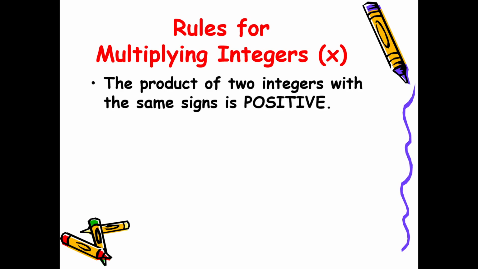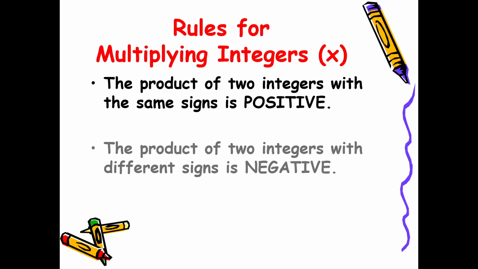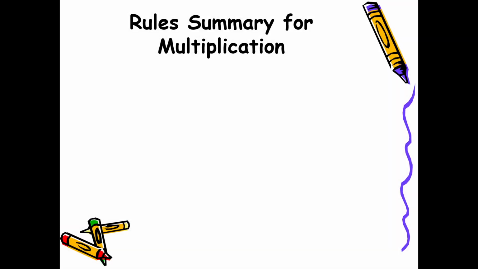Well said. So take note, the product of two integers, meaning mag-multiply kag duha ka integers nga same sign, meaning puros positive, puros negative, ang answer niya is positive. While mag-multiply ka og integers nga lahi-lahi og sign, negative all the time. So let me ask you this. What is positive times positive?